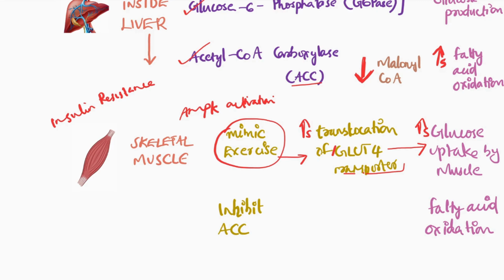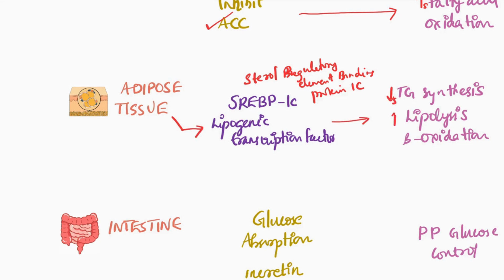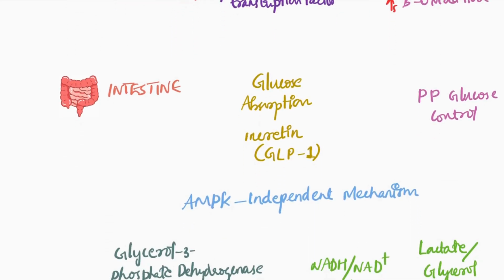Similar to the liver, AMPK in muscle also inhibits the enzyme ACC, acetyl-CoA carboxylase, which leads to an increased fatty acid oxidation and improved insulin sensitivity. Now in the adipose tissue, the activation of AMPK downregulates a key transcription factor involved in fatty acid synthesis, which is SREBP1C, sterol regulatory element binding protein 1C. So similar to its action in the liver and muscle, AMPK activation in adipose tissue promotes lipolysis, it lowers the triglyceride synthesis, and it increases the beta oxidation by inhibiting this enzyme.